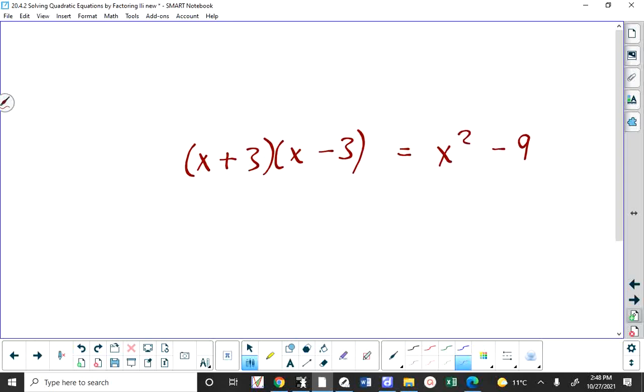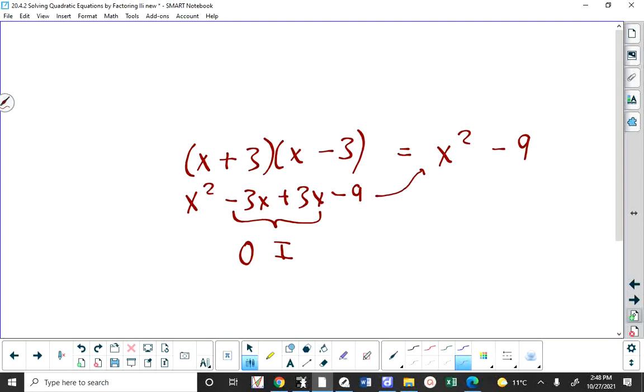You get x squared minus 9? Good. So you get x squared, my outer would be minus 3x, my inner is plus 3x, and my last is minus 9, which gives me x squared minus 9. Why is there no linear term here? It's because the two linear terms, the outer and the inner, are equal but opposite.